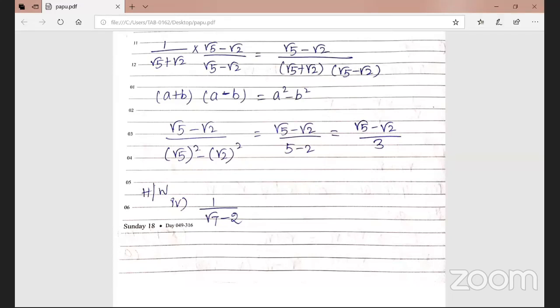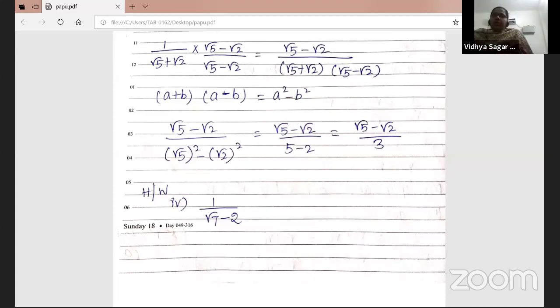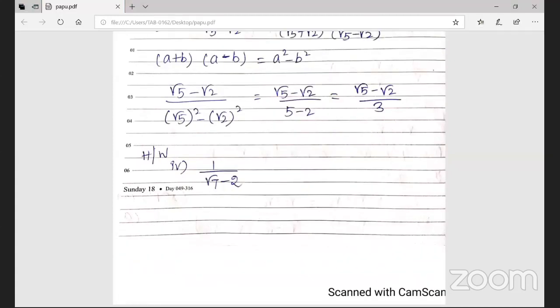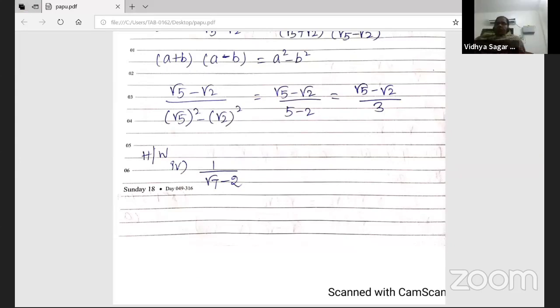Yeah, students, you can do it now. We'll check the answers. My question, I think the question is visible to you. Yes, ma'am. You can repeat again. 1 by root 7 minus 2.